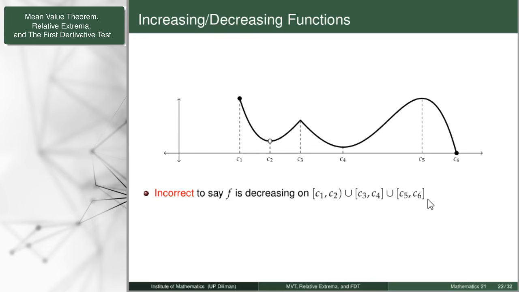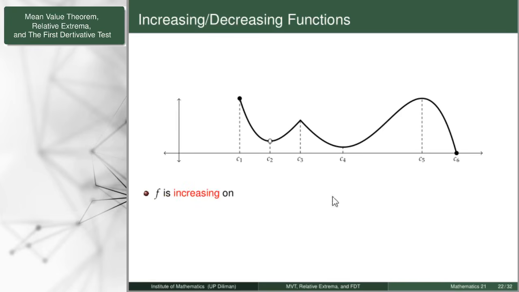It's decreasing on this one, but it is not decreasing here. Primarily because to say that f is decreasing on this set means that if I get a point here and I get another point there, then a smaller argument should have a bigger evaluation, but that is of course wrong in this case. So it's only decreasing on the individual intervals, but not on the union of the sets.